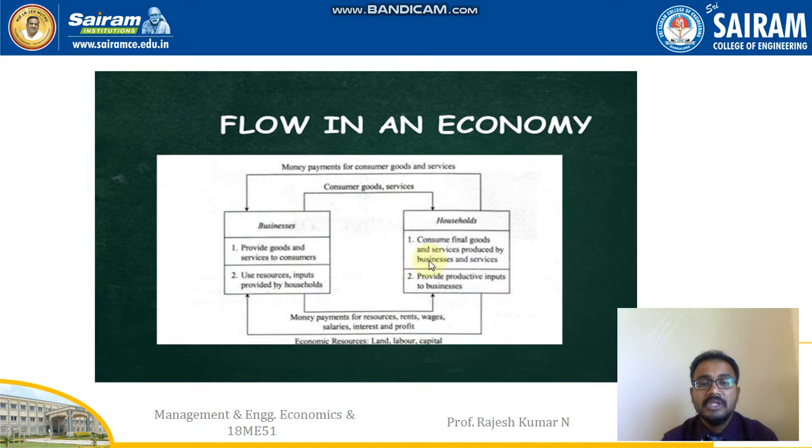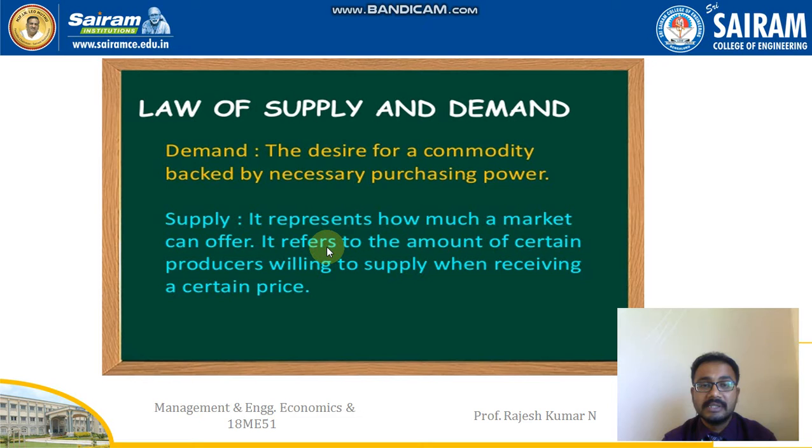You can see that both are interconnected, or you can call it interrelated. If there is demand from the customer side, then there will be business. If there is business, then obviously there will be sales in the household. Here you can see the consumer goods and services, and similarly the money payments for resources: rents, wages, salaries, interest and profit. Everything is interrelated. The money payment from the household for consumer goods and services reaches the business. And similarly, the economic resources, land, labor, and capital, are directly connected to the businesses.